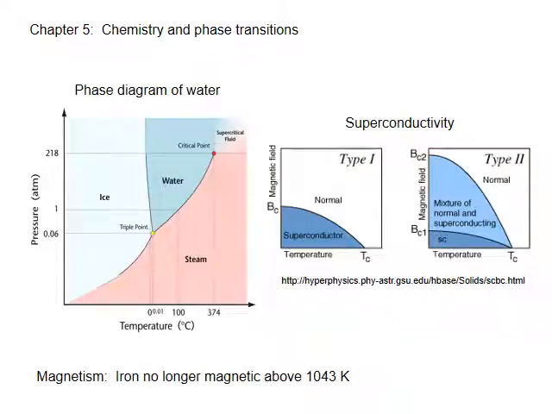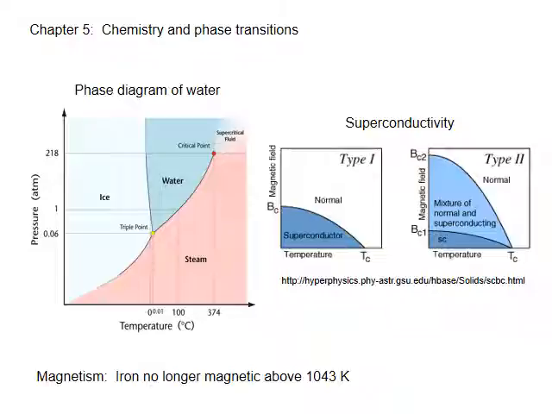Okay, we're going to start chapter 5 now. This is what Schroeder calls free energy and chemical thermodynamics. I prefer to call it free energy and applications of thermodynamics because we'll be looking at things that aren't strictly chemistry, at least in my opinion.